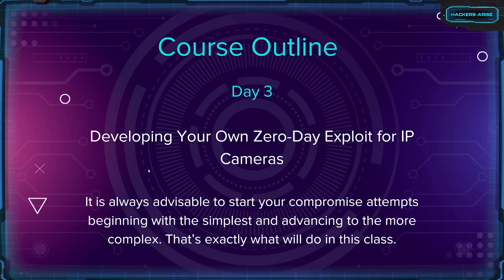As I always say, and I'll say it again, it's always advisable to start your compromise attempts beginning with the simplest and advancing to the more complex. That's exactly what we're going to do in this class, right? It wouldn't make any sense for you to take weeks, months, years to develop your own zero-day if the camera you want to attack has default passwords in it, right? That's simply not an efficient way of using your time. So let's always start, and you could probably say this in most pursuits in life, you start with the simplest first, and then move on to the more complex and more difficult.